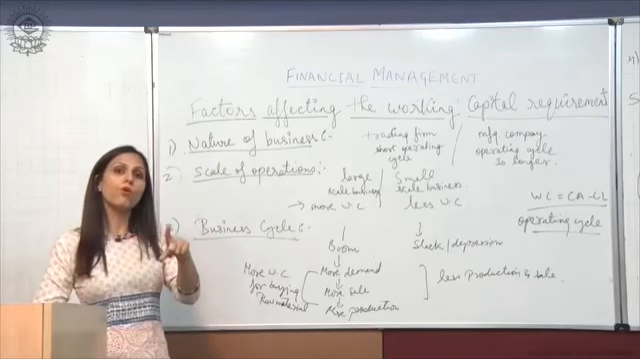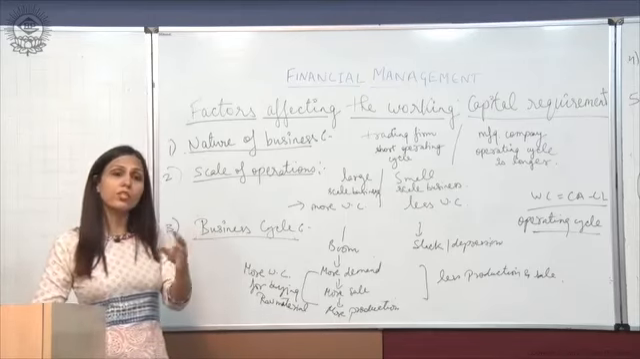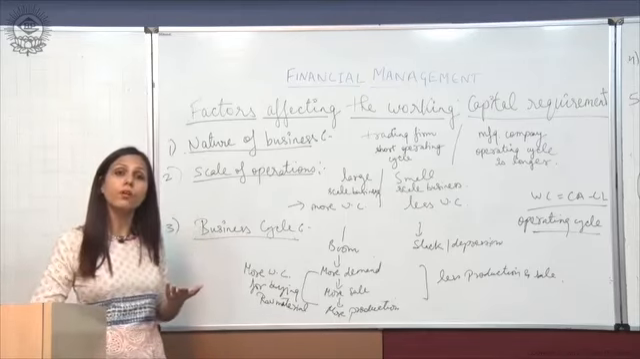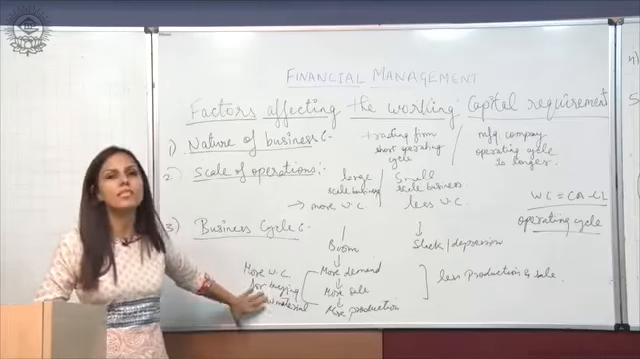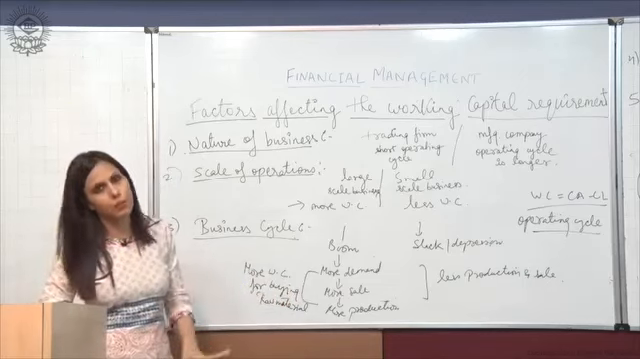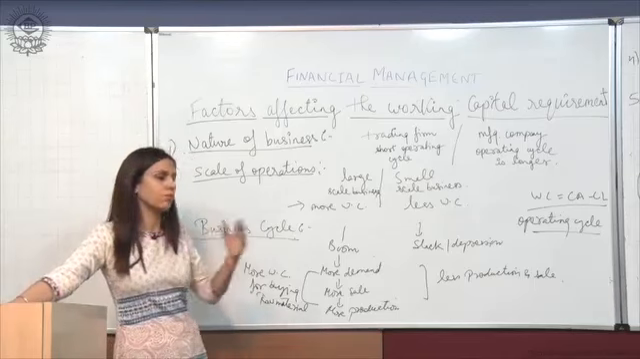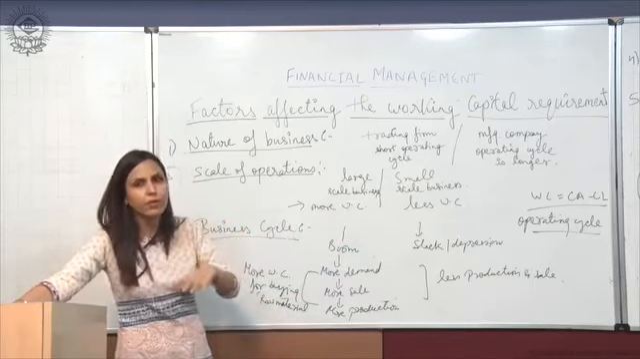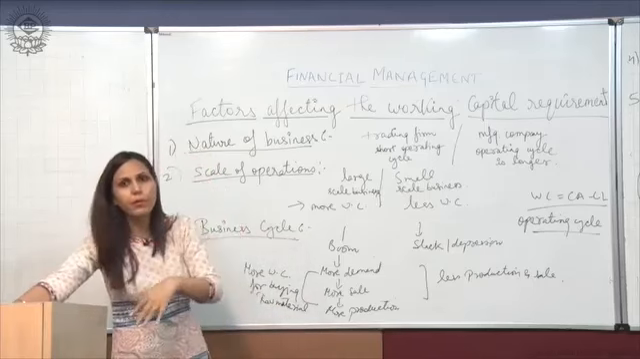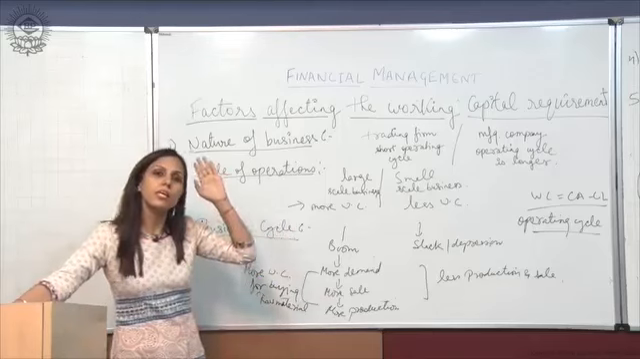For producing more, the production has to be done on a large scale. If there is high production, there would be high demand for raw material. Fine. If there is a high demand for raw material, then obviously high working capital is required. Fine. Whereas if a particular business is having a slack period or a depression period or a declining period, then that particular company doesn't need high working capital.